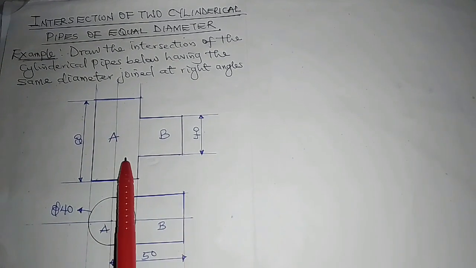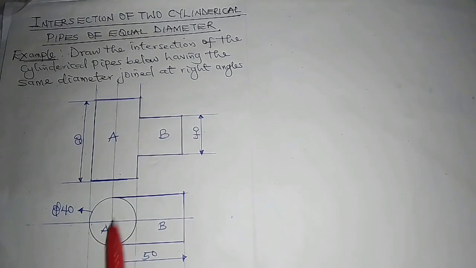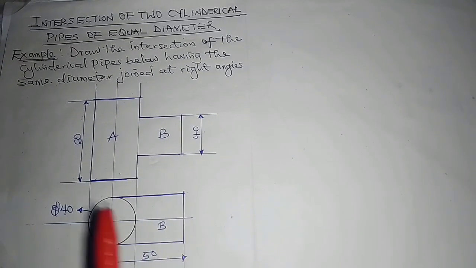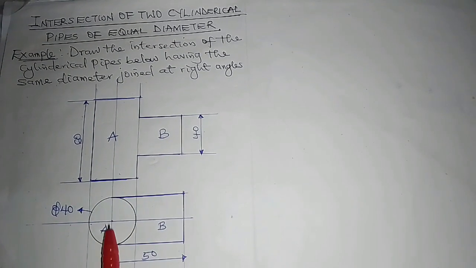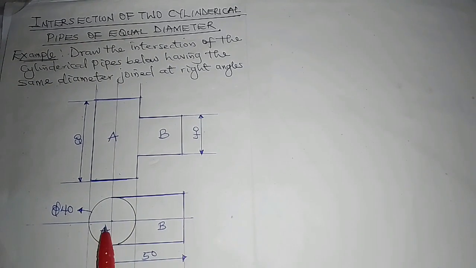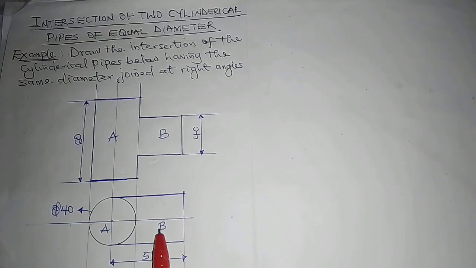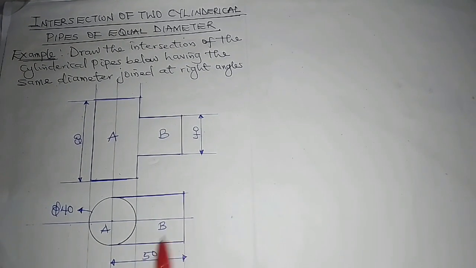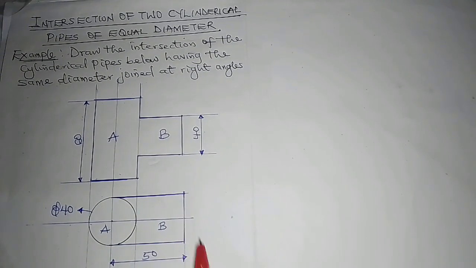So this is the elevation of pipe A. This is the plan of pipe A. This is the elevation of pipe B, and this is the plan of pipe B. And we are told that they both have equal diameter. That is, the diameter of pipe A is equal to the diameter of pipe B. The diameter of pipe A here is 40, meaning that the diameter of pipe B here is also 40. That's why the diameter here is not given, because it's the same and equal diameter.